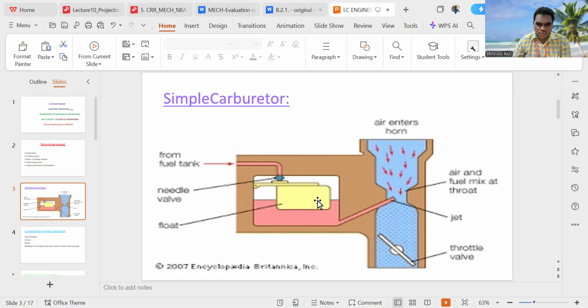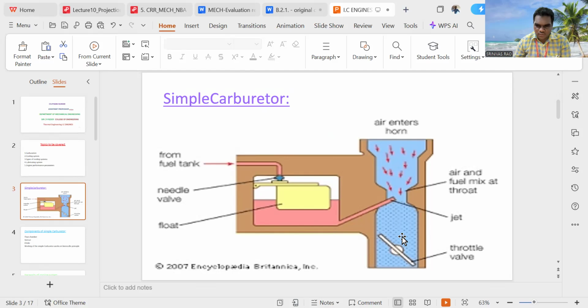When the fuel flows from the float chamber to the jet, the pressure energy is changed to kinetic energy, and the fuel comes out from this point with a very high velocity. Because of this high velocity, the liquid converts into small droplets. Here, this is the entry for air which comes from the atmosphere. This region we call the venturi. In this region, the air and fuel are mixed, and the mixture enters the combustion chamber.